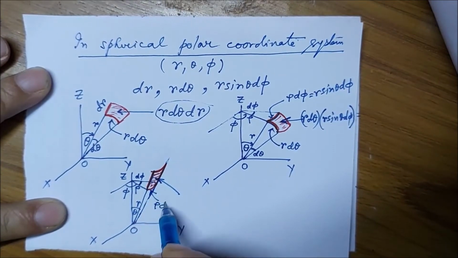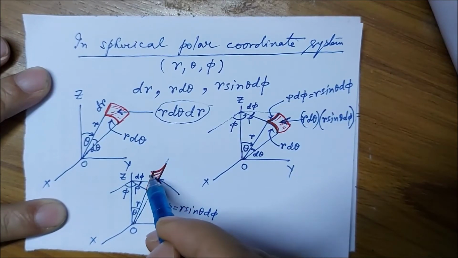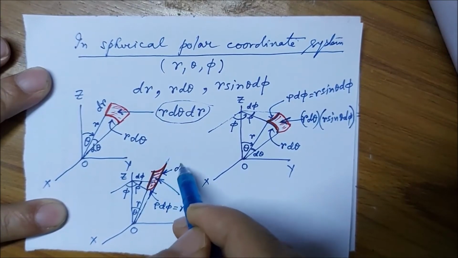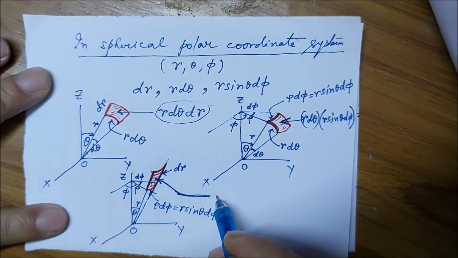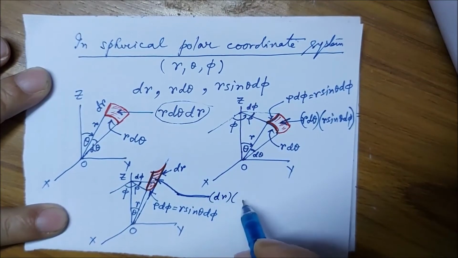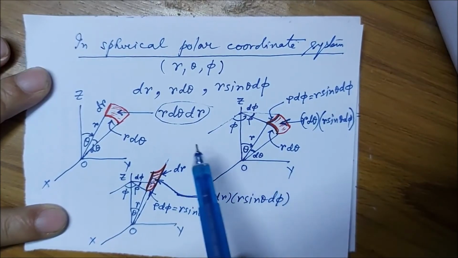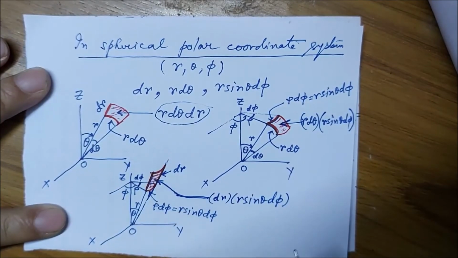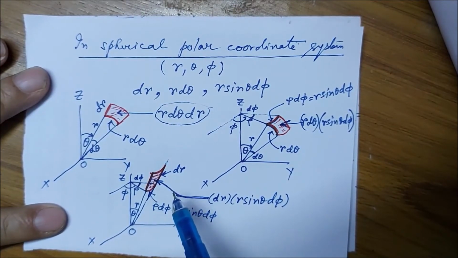So this is rho d phi, which is r sin theta d phi, and this is dr. So the surface element is dr into r sin theta d phi. The shape of the surface elements have been shown, and they are all curved surfaces, and the normals to them will be decided by the sense of traverse of the contour by right hand screw rule.